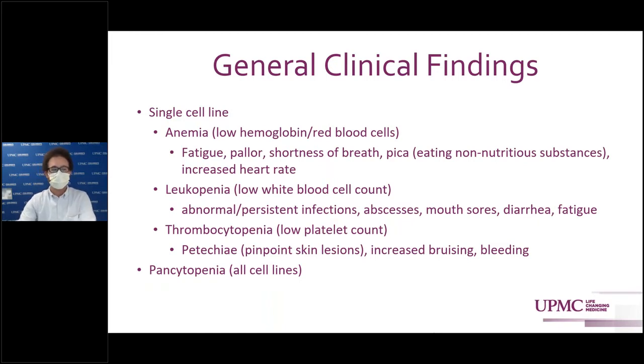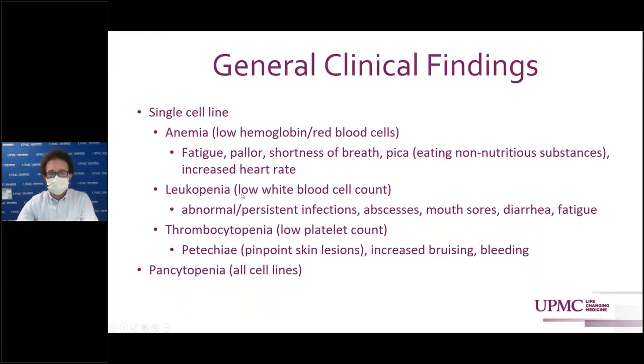So just some general clinical findings from different aspects of bone marrow failure. So you can see either single cell lines down or all cell lines down, or pancytopenia essentially. For the single cell lines, there's those three main blood cells that I mentioned earlier that you can have low. So anemia is when you have low hemoglobin or the red blood cells. General findings you can see are fatigue, pallor, so paleness in the face, shortness of breath, pica, which is mostly associated with iron deficiency anemia, but can also be seen in general anemia, and increased heart rate.